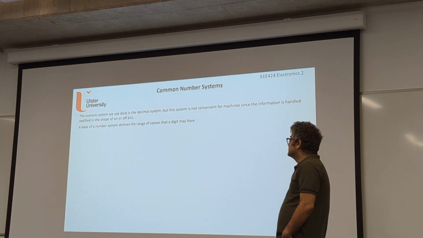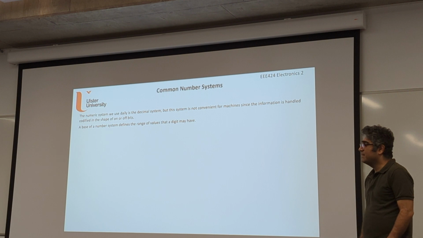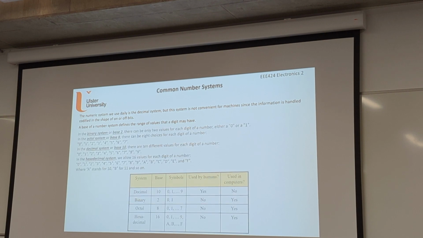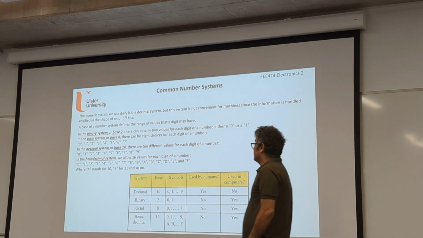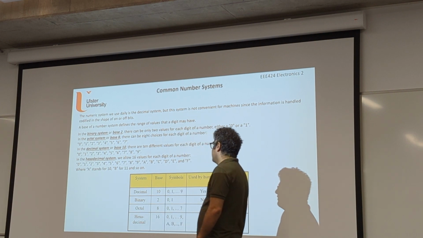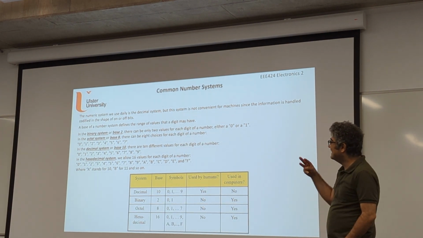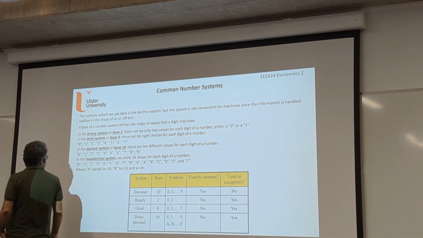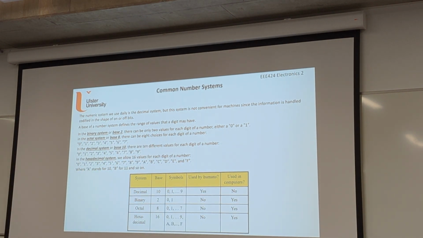A base of a number system defines the range of values that a digit may have, okay? Based on these 0 and 1, based on bits, we can design several processes, calculations, everything. So what's the difference between them? Generally, we have three systems for the machines: binary, octal, or hexadecimal.